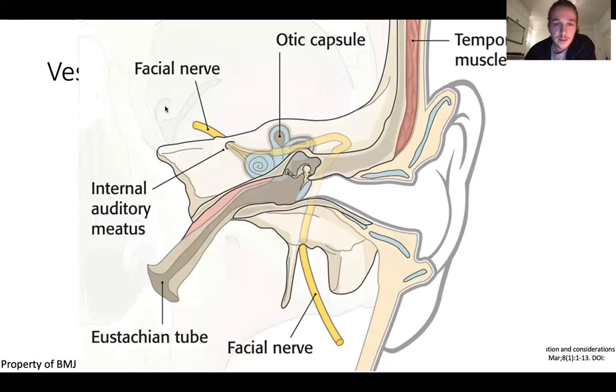We're straying a lot in this area today. It's a lot of ear stuff and, yeah, I find it interesting. Hopefully you do as well.